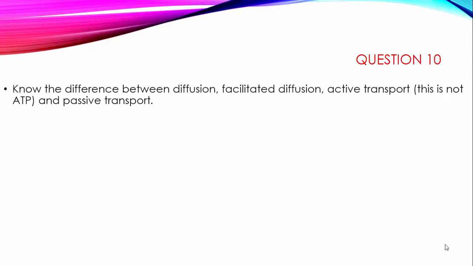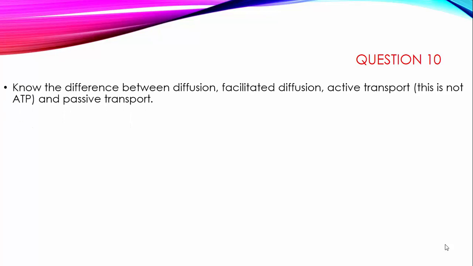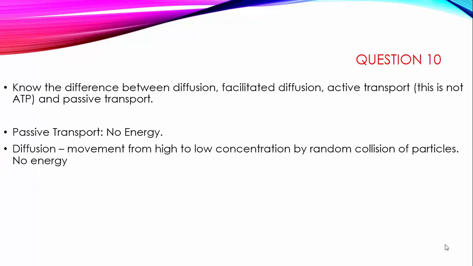Number 10, know the difference between diffusion, facilitated diffusion, active transport, that is not abbreviated as ATP, and passive transport. A lot going on here. So let's start with passive transport. Passive transport means no energy or ATP is involved. Diffusion is an example of passive transport.